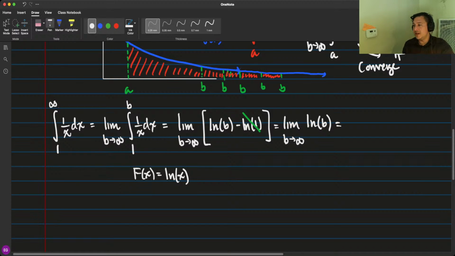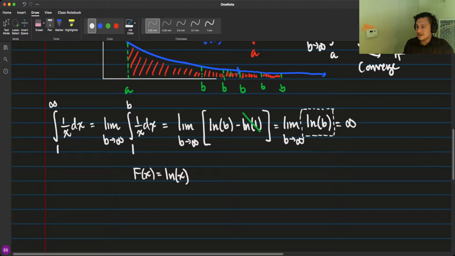Now, what happens to natural log? If you keep on plugging bigger and bigger numbers into natural log, what does that approach? The limit of the natural log of b as b goes to infinity is what? What happens to its value? Does it go to a particular number? Yeah, it goes to infinity.